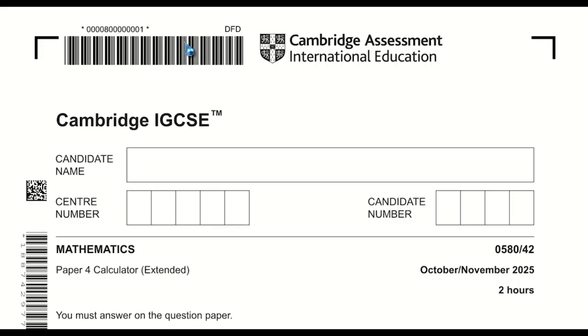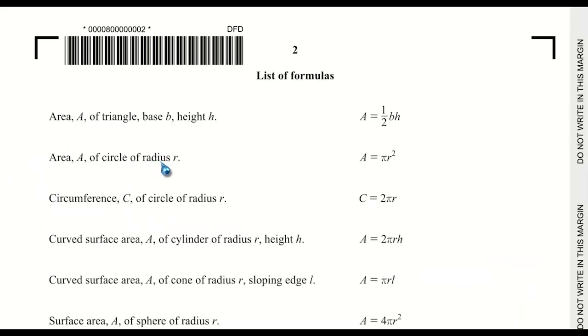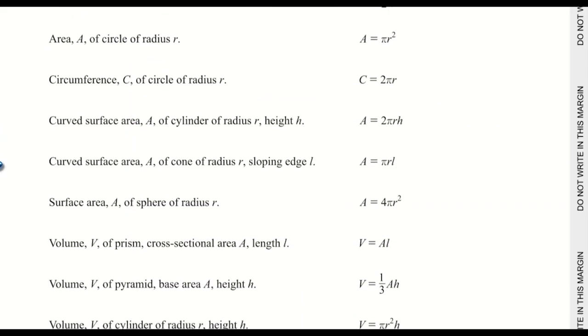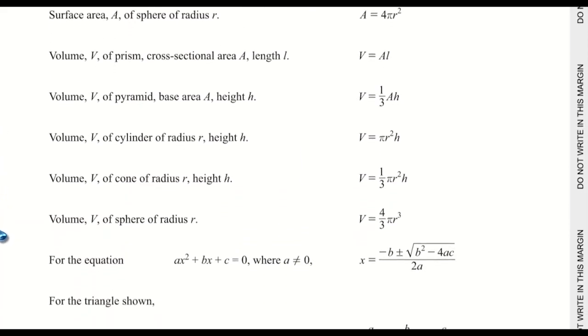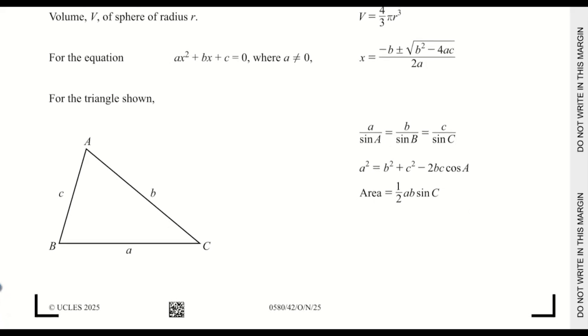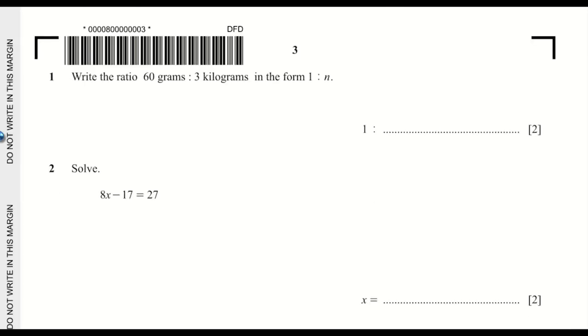This is the Cambridge IGCSE Mathematics paper 4-2 written in October-November 2025. There are 21 questions in this paper. These are some formulas that can help you while solving some questions in this paper. Let's get started. Write the ratio 60 grams to 3 kilograms in the form 1:n.